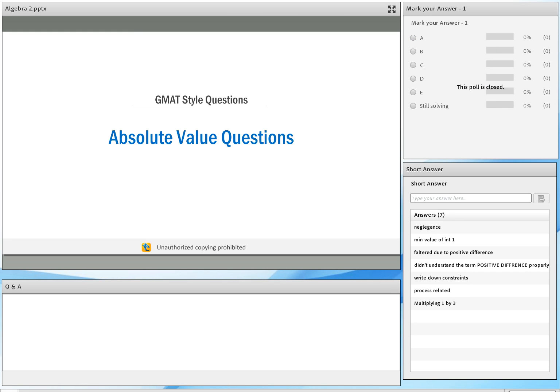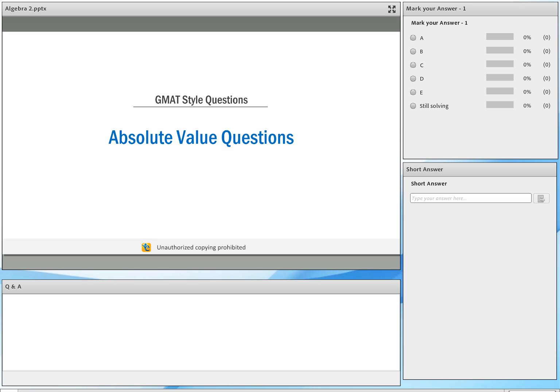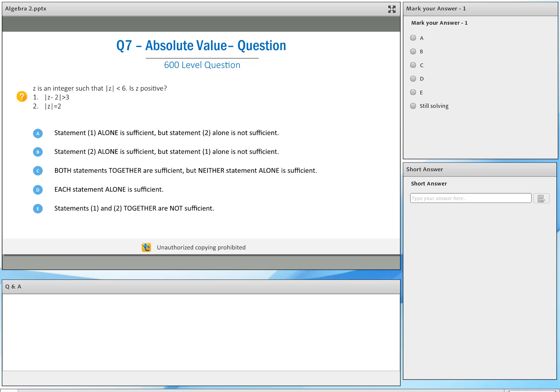Okay. All right. So now let's go into our data sufficiency section, which happens to have absolute value questions in it. Okay. So let's get going. Can you all please click on still solving? All right. Here you go.